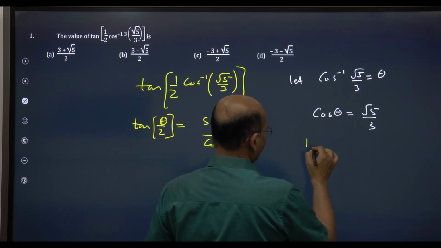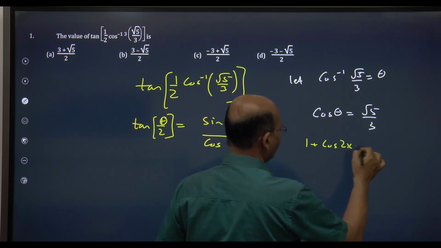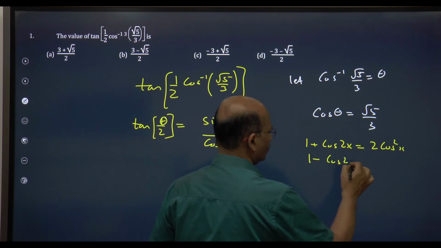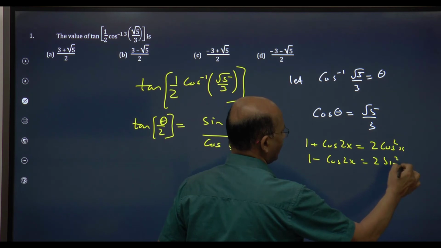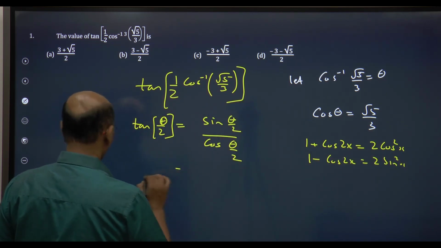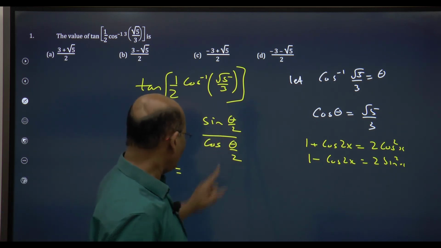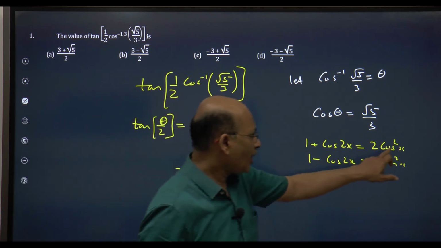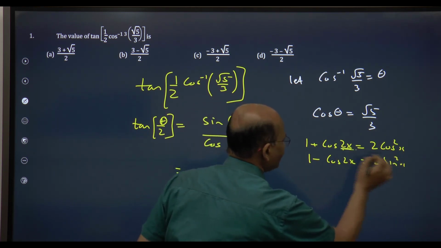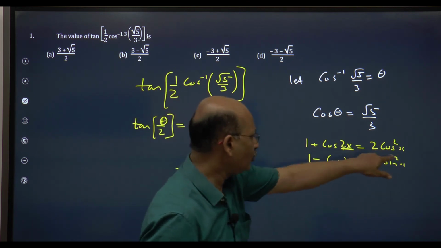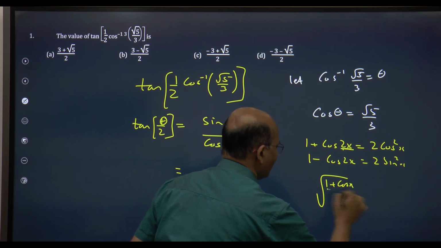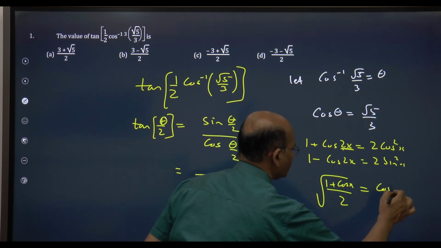If you remember, what is 1 plus cos 2x? It is 2 cos square x. And 1 minus cos 2x is nothing but 2 sin square x. So based on that pattern only I am going to get it. Now pay attention here, I am talking about the denominator. Cos x by 2, see double has become single. So cos x by 2 will be the square root of 1 plus cos x upon 2.